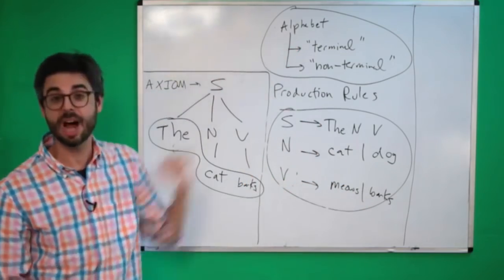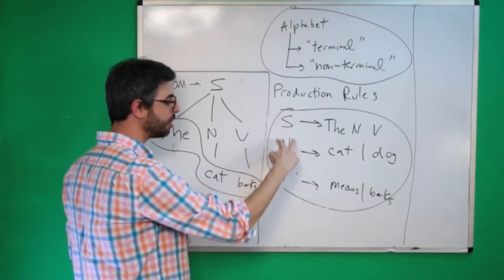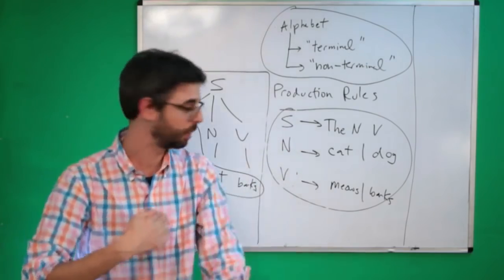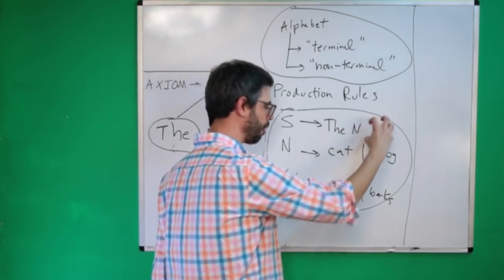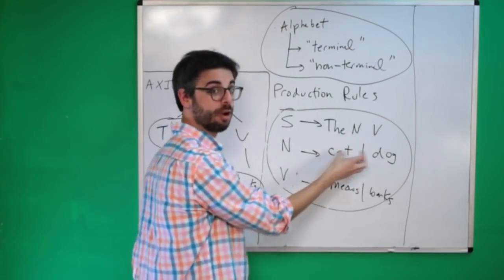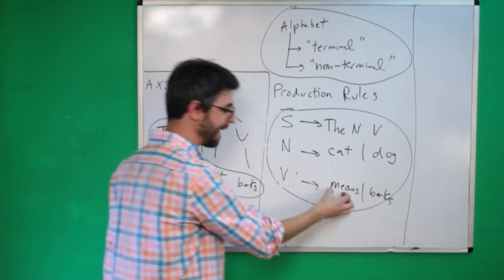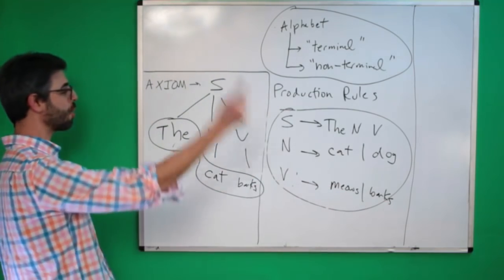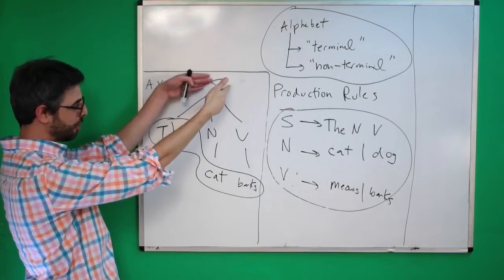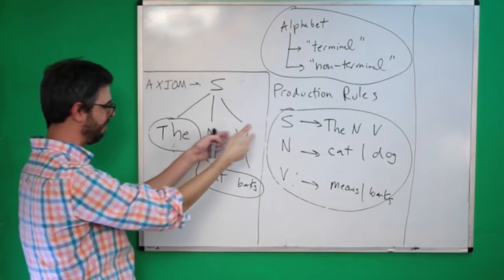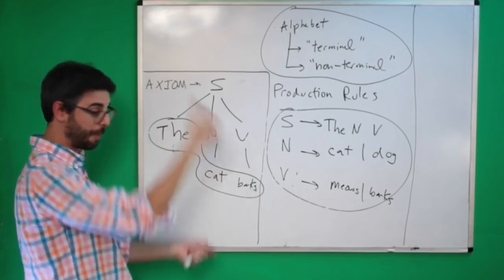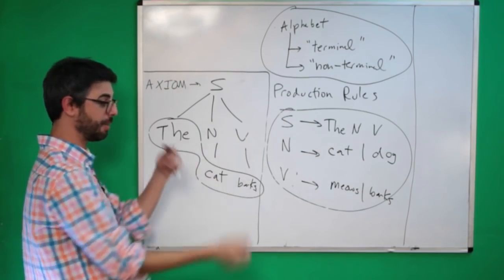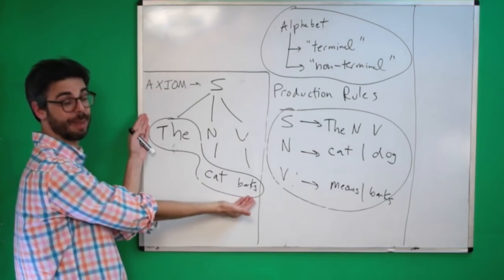So there are terminal and non-terminal characters. These are non-terminal characters, meaning they get replaced with something. S for sentence gets replaced with the noun verb. Noun gets replaced with cat or dog. Verb gets replaced with meows or barks. So if I start with sentence, this gets expanded to the N V. The is terminal, so it stays as the. N becomes flip a coin, cat or dog. V becomes flip a coin, meows or barks, and we get this expansion.